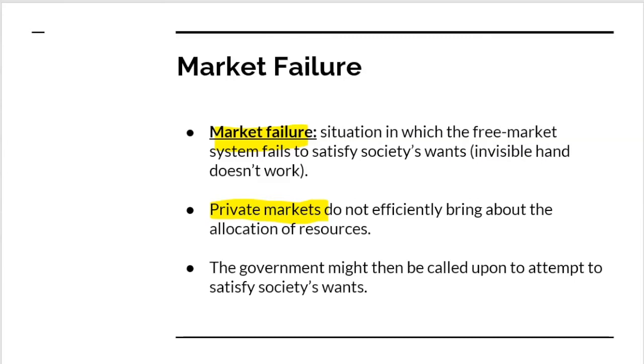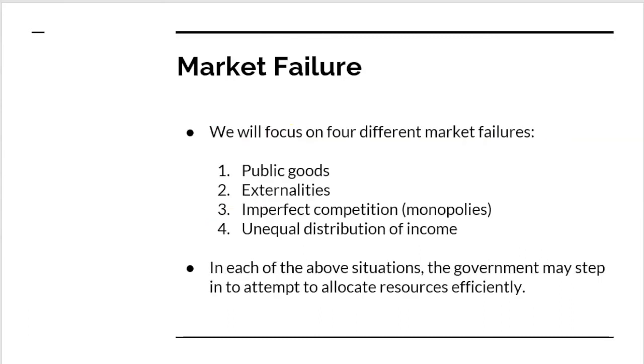So whenever there is a market failure, the government is going to step in and try to get to that productive and allocative efficient mark. They want to have society be socially efficient. And so we're going to focus on 4 different market failures here: public goods, externalities, monopolies, and unequal distribution of income. Here today, we're going to focus on public goods. The next video is going to be externalities, and the last video is going to be unequal distribution of income.